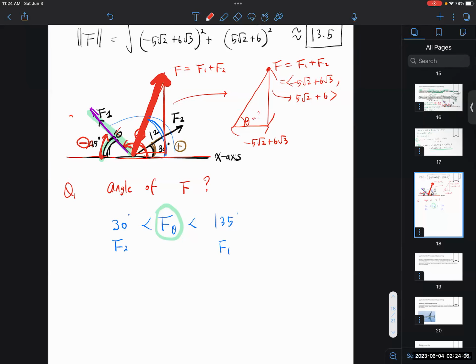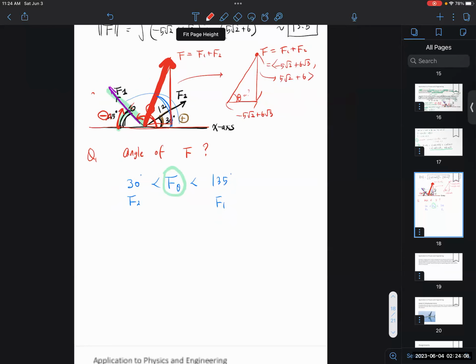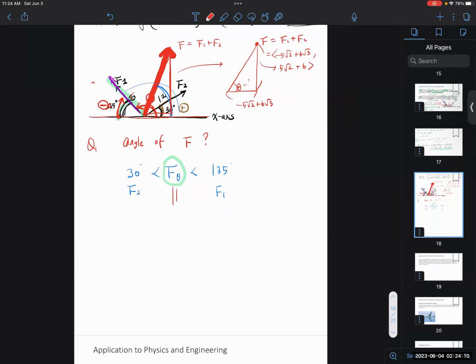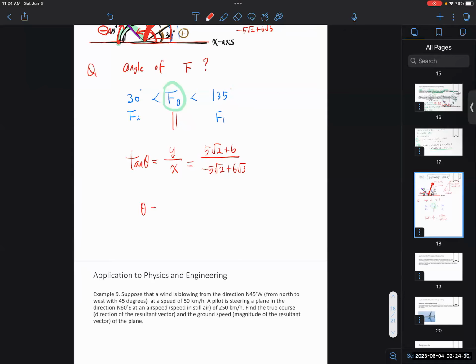Are you following? To find the angle, we're going to use tangent theta, because tangent theta is always y over x. So y, we already know, is 5 radical 2 plus 6. X, we know, is negative 5 radical 2 plus 6 radical 3. And then we are looking for the inverse tangent to find theta.